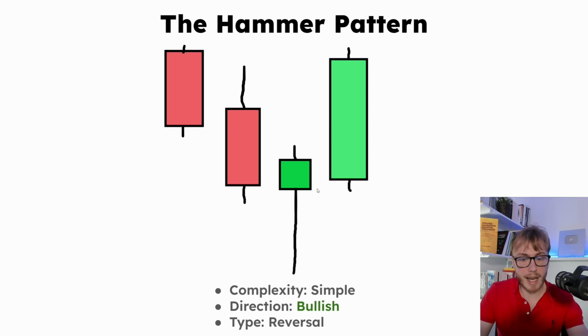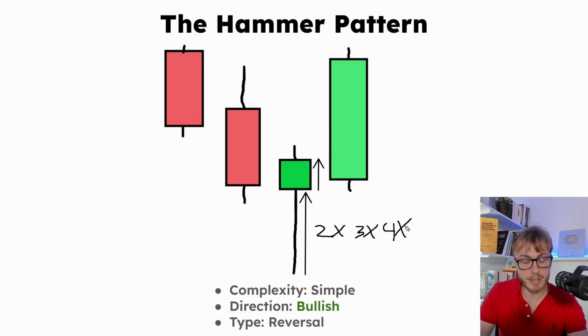To find a valid hammer pattern, we're looking out for a small real body, like right here, and a long lower wick. Specifically, the lower wick of the pattern should be at least twice the size of the real body. And preferably, it should be maybe 3 times or even 4 times as large as the real body. You can see in this case, the wick is maybe 3 times as large. So this right here is a good hammer.